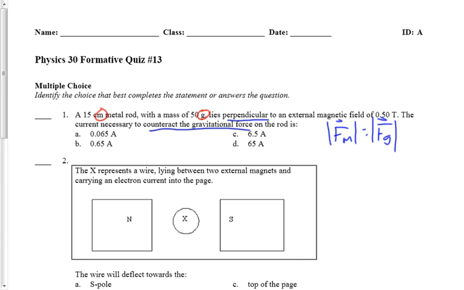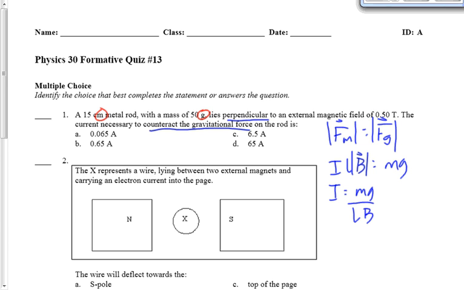So we're going to say FM, ILB, in this case because it's a wire, is equal to mg. We're going to solve for, what are we solving for here? The current. So let's rearrange it to solve for I. It becomes mg over L times B. When we plug in our numbers here with the correct units, 0.15 meters, 0.05 kilograms, we end up getting an answer of 6.5 amps, which of course means C is our answer there.